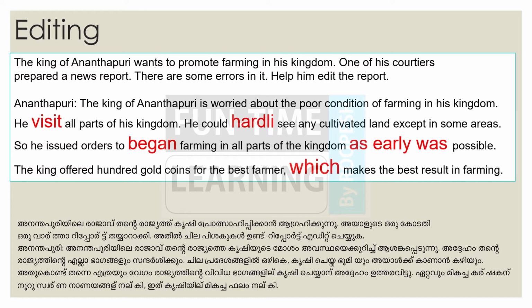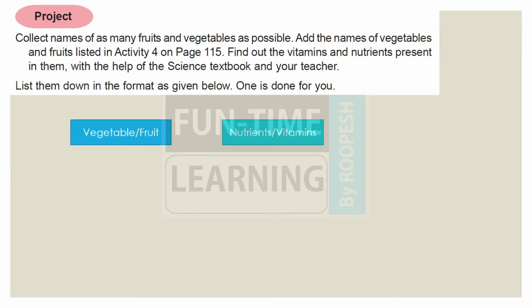I hope you can correct these errors and edit the passage. Here is a project activity. Collect the names of as many fruits and vegetables as possible, and add the names of vegetables and fruits listed in activity 4, page number 115. Find out the vitamins and nutrients present in them with the help of the science textbook and your teacher.